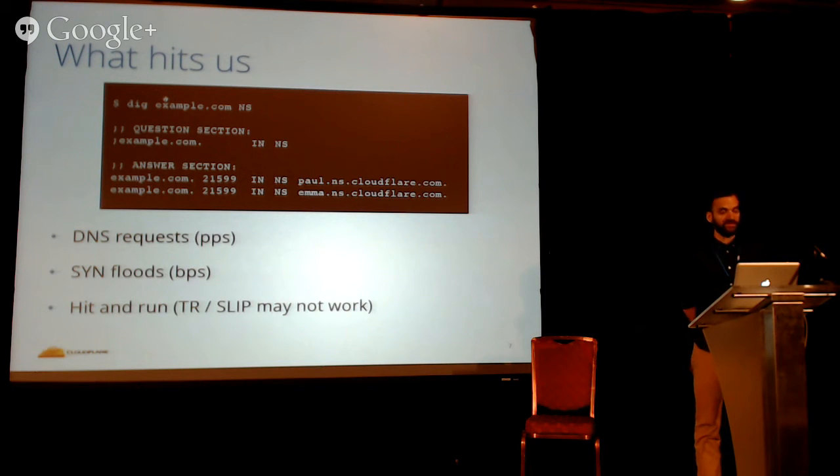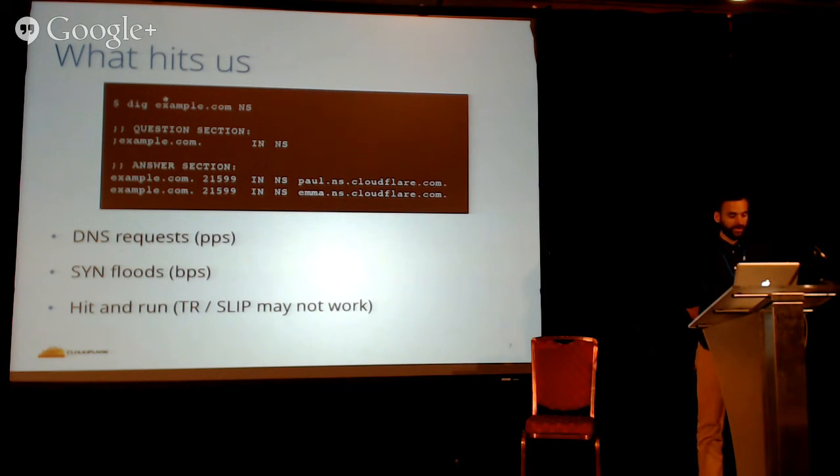We mostly see DNS requests for port 53 UDP, and they tend to be heavy on the packets per second side, so on packets. We do see SYN floods also against DNS servers, but for some reason they tend to be heavy on the bytes per second, so there are spikes in bandwidth basically.